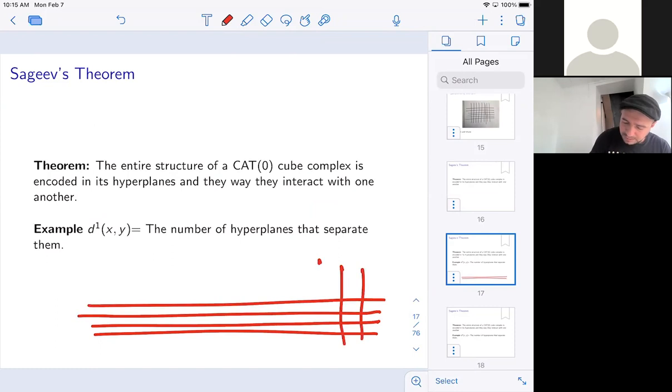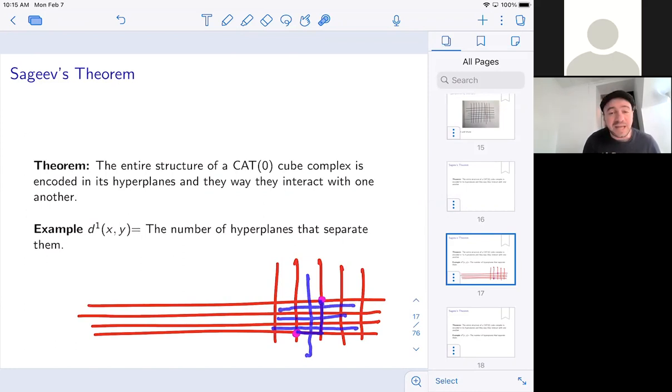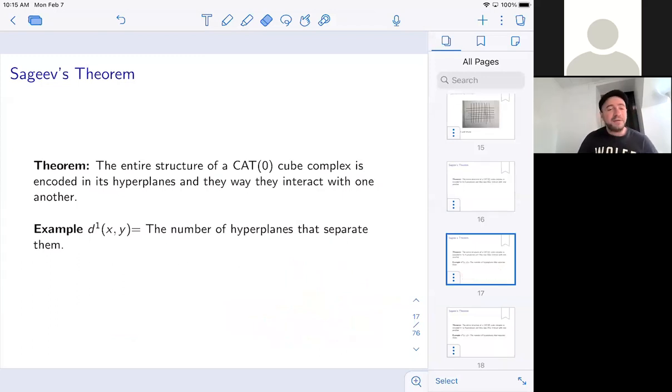You could look at maybe the combinatorial distance between this point and this point here. And the combinatorial distance is, well, 1, 2, 3, 4, but that's precisely the number of hyperplanes that separate these 2 points. Well, you have this hyperplane separating them, and you have this hyperplane, you have this hyperplane, you have this hyperplane. That's it, right? So the distance between any 2 points in a CAT(0) cube complex is the number of hyperplanes that separate them. That's one indication that hyperplanes control the geometry of a CAT(0) cube complex.